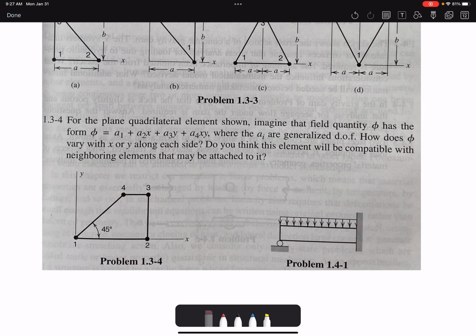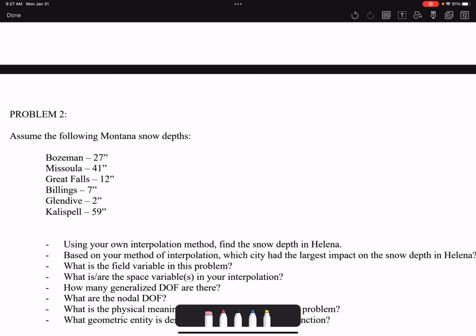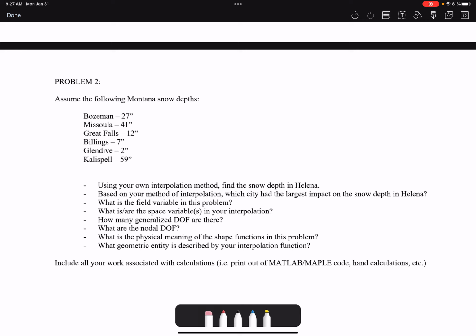Last problem. Okay. We know snow depths at 6 locations in the state of Montana. Now I want you to come up with your own interpolation function or method to find the snow depth in Helena. Okay? You can go about this a lot of different ways. All right? Yes, Aaron.